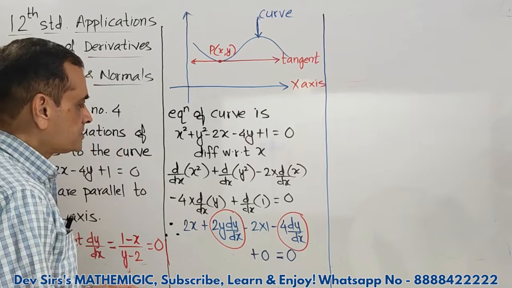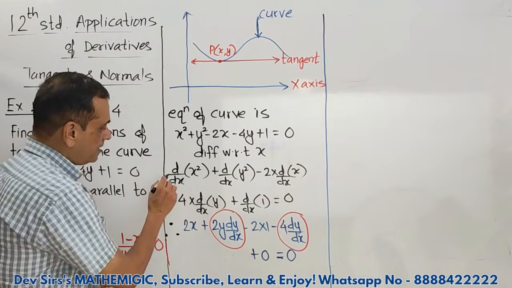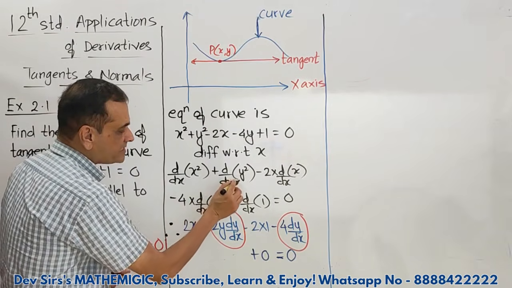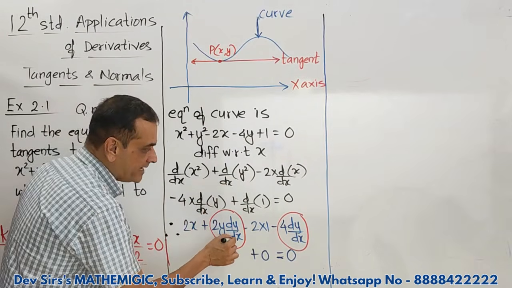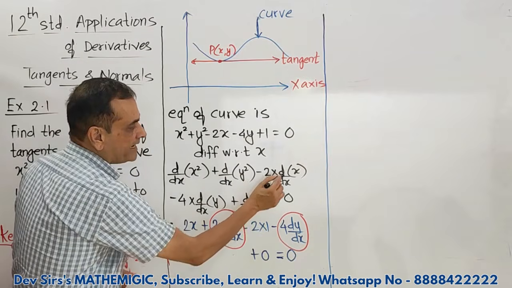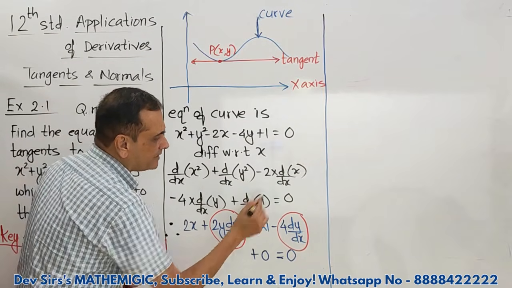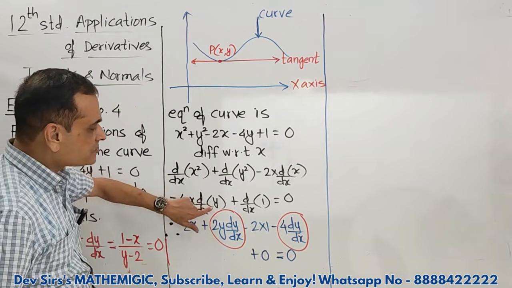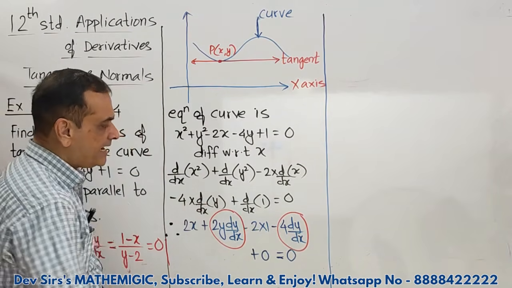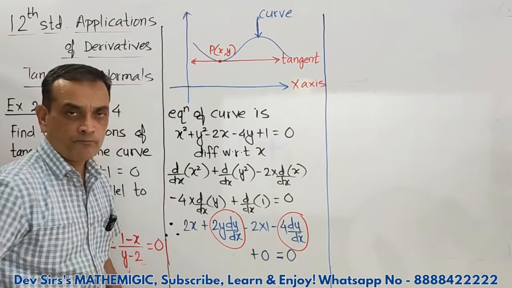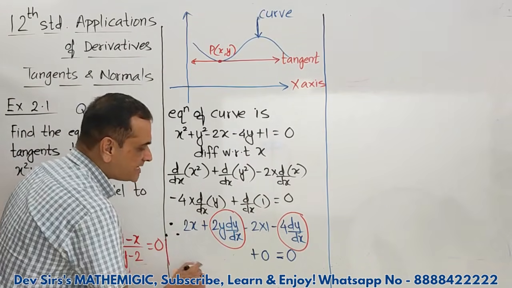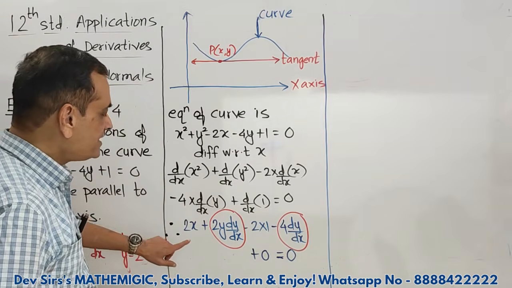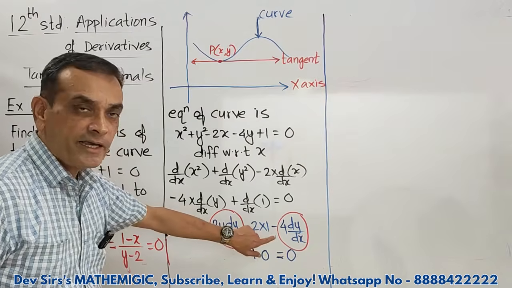Okay, so we get this. Derivative of x squared is 2x, derivative of y squared is 2y dy by dx. Derivative of x is 1, so minus 2 into 1, minus 4 times d by dx of y which is dy by dx. And derivative of 1 is 0. Simple derivatives, standard 11th stuff. Okay, so let's simplify this now. Keep dy by dx on one side.